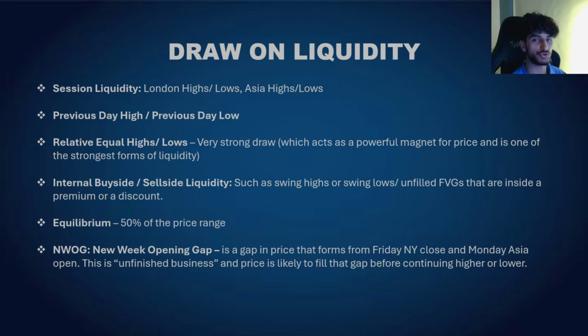Now, moving to draws on liquidity. What is a draw on liquidity? A draw on liquidity is pretty much where price is magnet to. Where is it willing to go to? Okay. Number one is we have session liquidity, such as London highs or lows or Asia highs or lows. Number two is previous day high or previous day low, relative equal highs or lows.